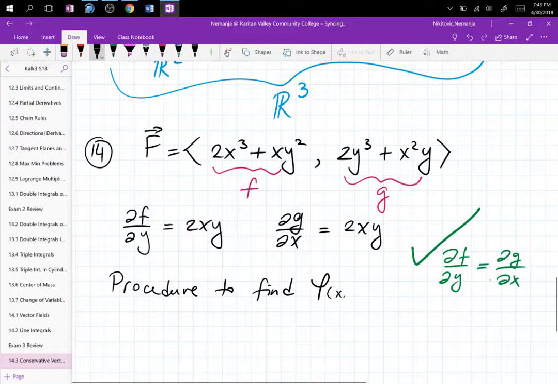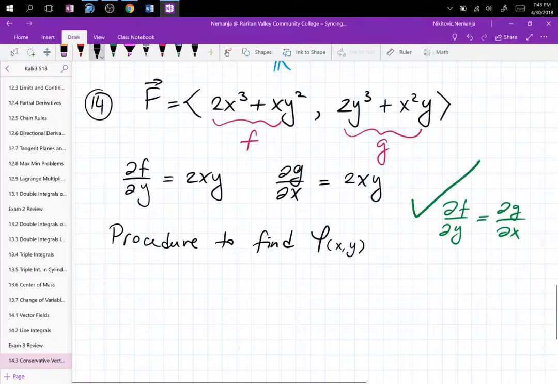Phi is going to be phi of x, y in this case, right? It's a function that has two values. All right, so where do we start? We pick either f or g. It doesn't matter. No, first what I want to say, let me write in blood over here.